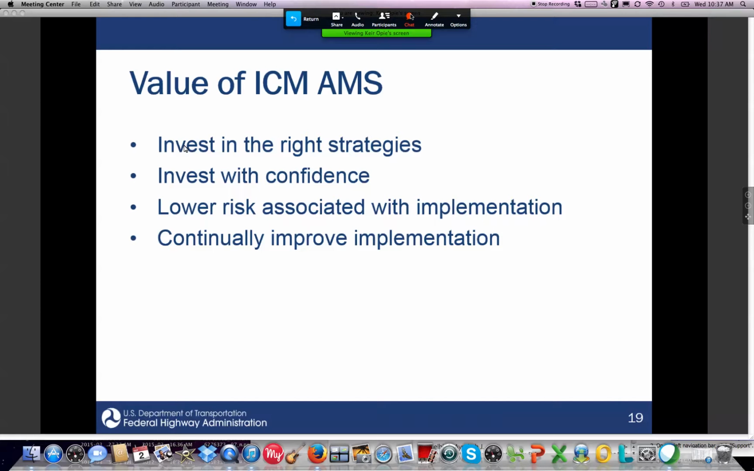If you did not do an AMS and you just jumped right into field implementation, there's a huge risk associated with what hardware to install, where does it need to be installed, how is it going to improve the system. As traffic management operators, you may have an idea of how that's going to happen, but it still would make for a very risky investment moving forward with an implementation. And then again, yeah, go ahead.